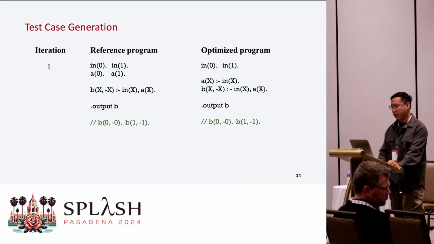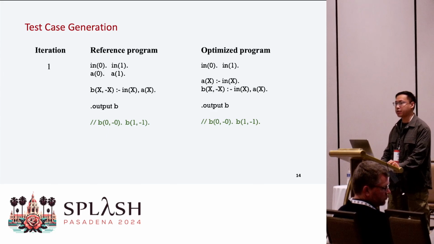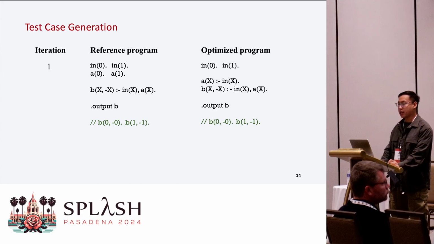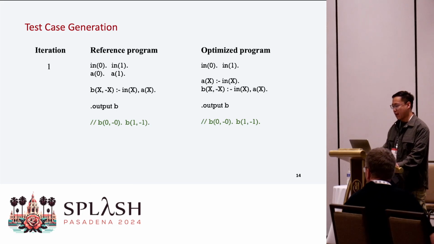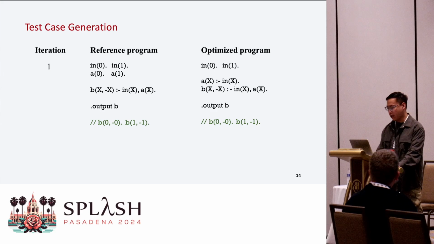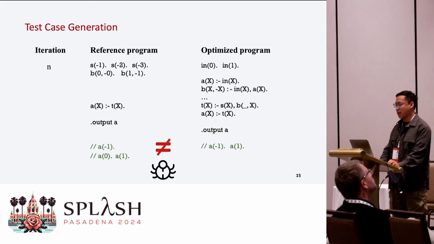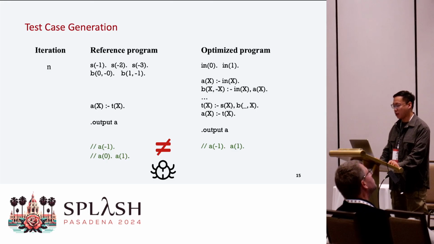In the second iteration, we generate the second rule and do the same things as in iteration 1. We can see here the reference program only contains a single rule, while the optimized program contains 2 rules. The reference program also requires additional facts as input. Here are A0 and A1, which are the outputs of the first rule, as relation A appears in the rule body.